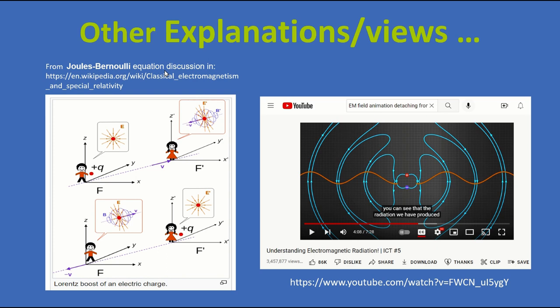And as we said on the last slide, the electromagnetic field comes from accelerating charges, not just moving charges. And there's some good animation graphics to give a sense of what those fields look like as the charges accelerate. You can search for Understanding Electromagnetic Radiation ICT number 5. That's on YouTube. It's not the same level of mathematics and engineering that we're talking about in this series, but I think they do have a very nice graphic, at least at this point here, somewhere around 4 minutes and 8 seconds in. So have a look if you're interested.